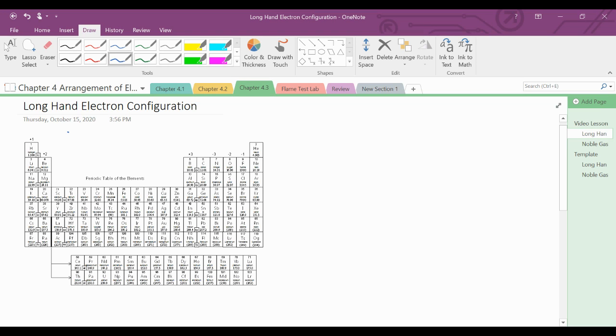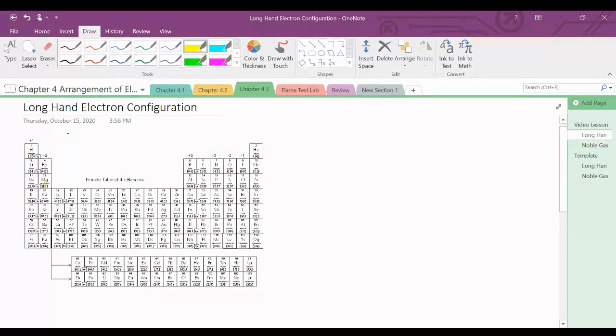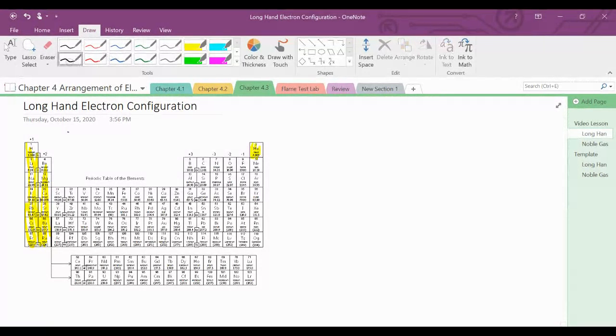Today we're going to learn how to write electron configuration, longhand electron configuration. Let's first review the blocks on the periodic table. So groups 1 and 2 here plus helium make up the S block.